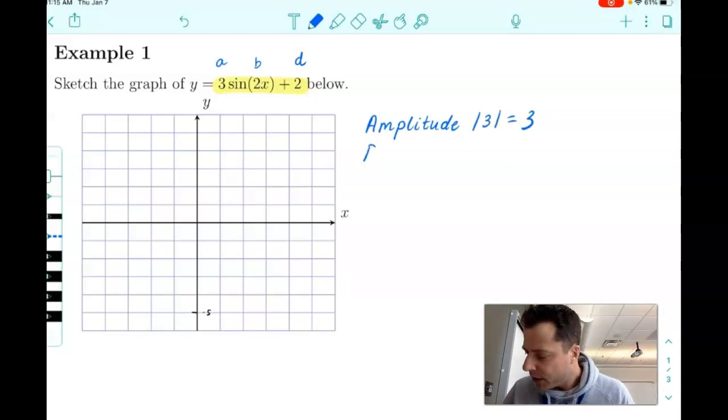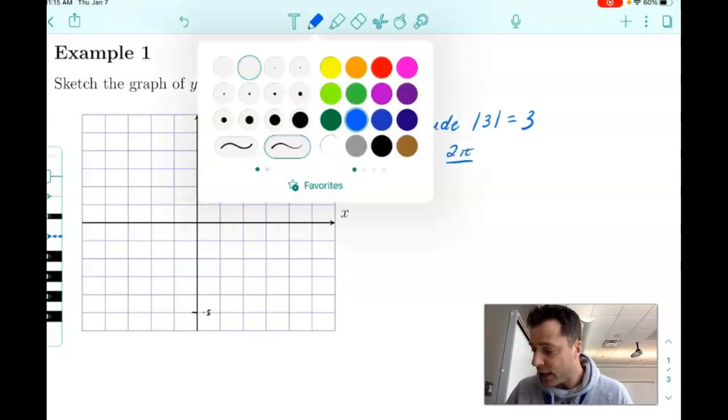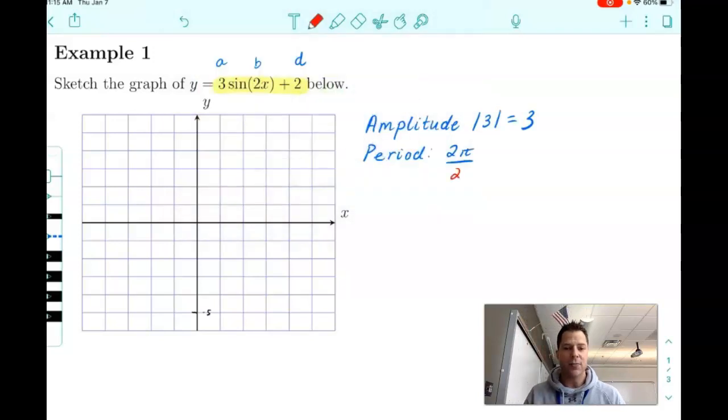The period now is still found by taking your 2 pi value and dividing it by your b value. In this case, the b value is 2. That b value is called the frequency. The frequency tells you how many cycles your graph will complete over 2 pi. In this case, 2. There's our period. The first one completes at pi, then you go another pi and you complete another cycle of that graph. So our period length is pi.